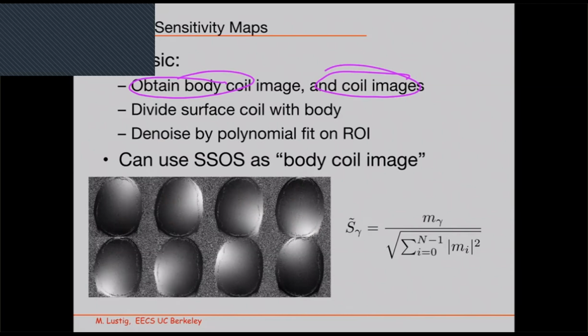Now, the cost of that is, yes, I'm going to accelerate the next image, but in order to accelerate the next image, I now have to collect 2 images just to estimate what the coil sensitivity is.